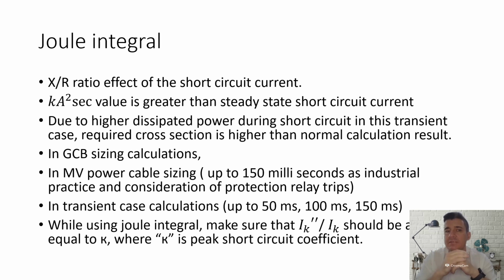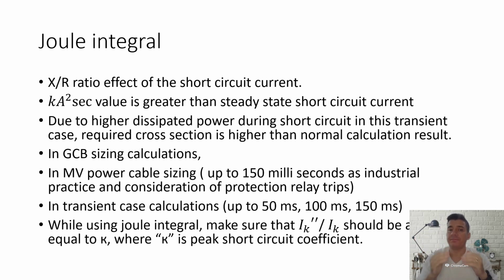If you increase the X over R ratio, it means you are working with, for example, a 500 MVA power transformer just in front of you, and there is a short circuit there. Then the X over R ratio is most probably 60 to 70, which means the initial short circuit current will be very high. The peak short circuit coefficient will be maybe up to 2, because its limit is 2. 2 multiplied by square root of 2 gives more or less 2.77.